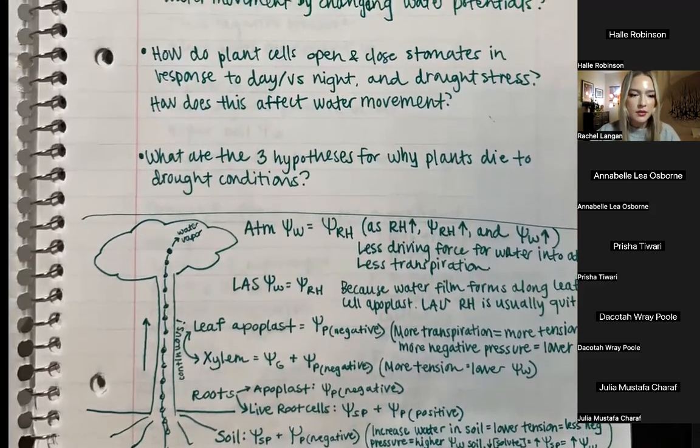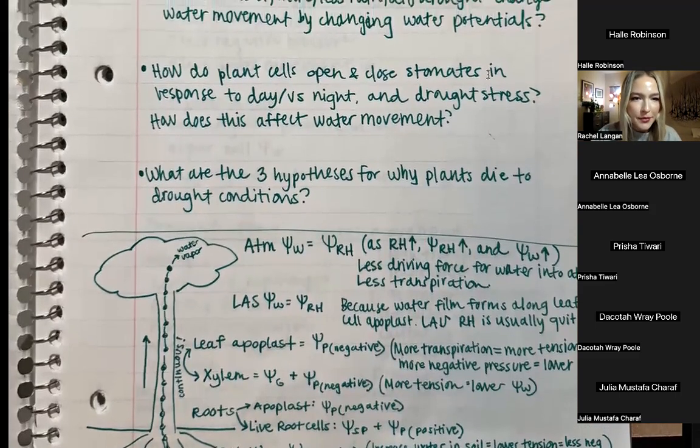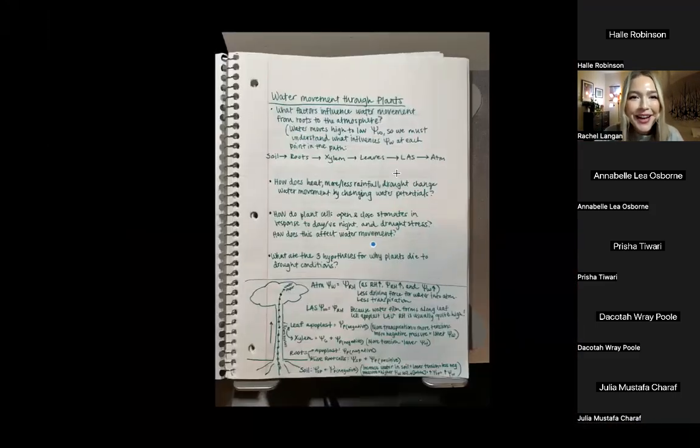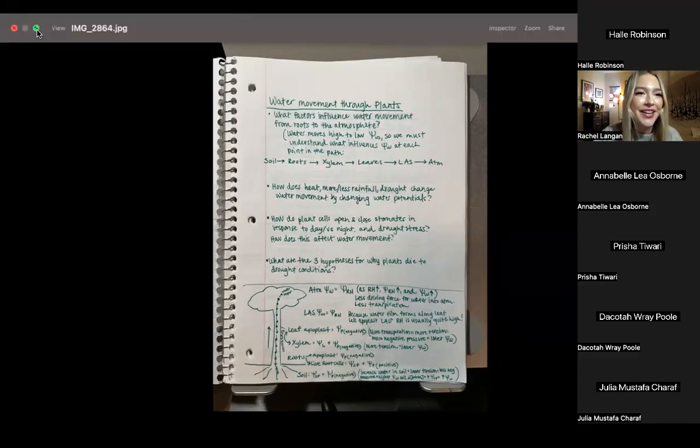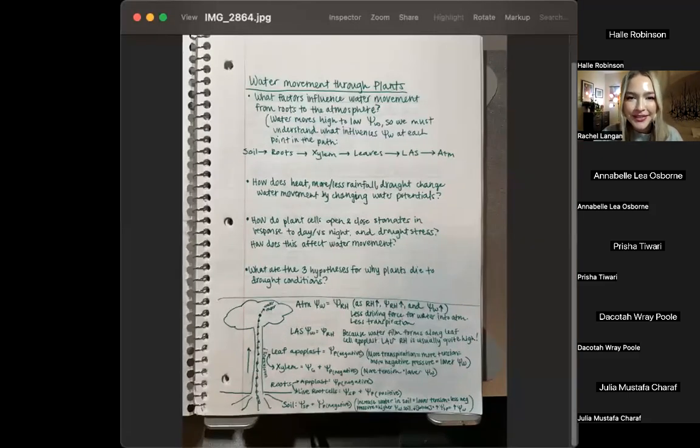And I don't know why this is moving. I'm not a computer person. Oh my gosh, what is wrong? Okay, we're going to do this. Okay.